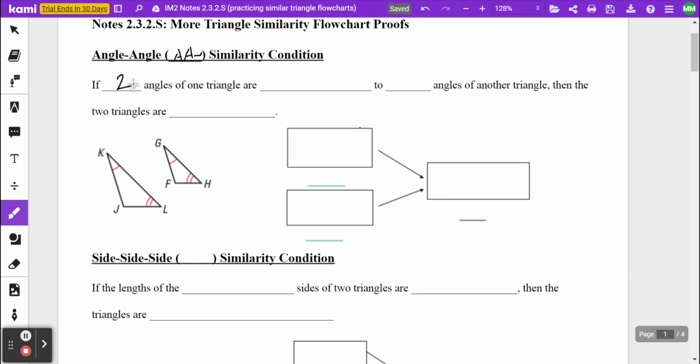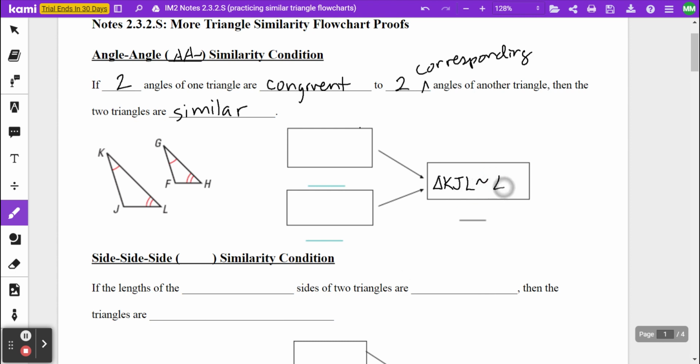If two angles in one triangle are congruent to two, I should say corresponding, angles of another triangle, then the two triangles are similar. So in this proof, we would do our triangle similarity statement. Triangle KJL is similar to triangle.